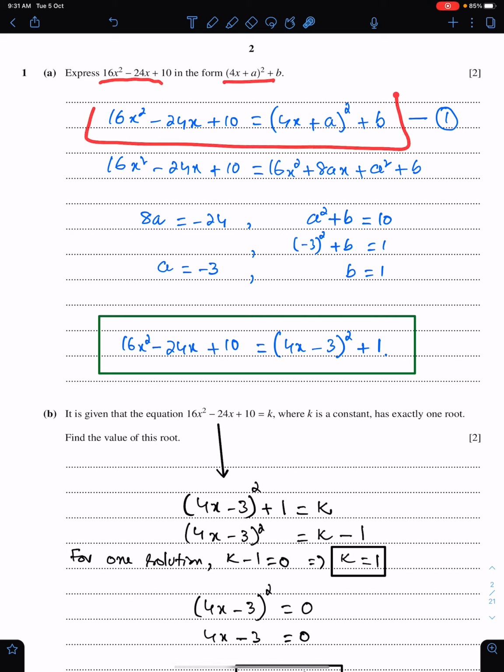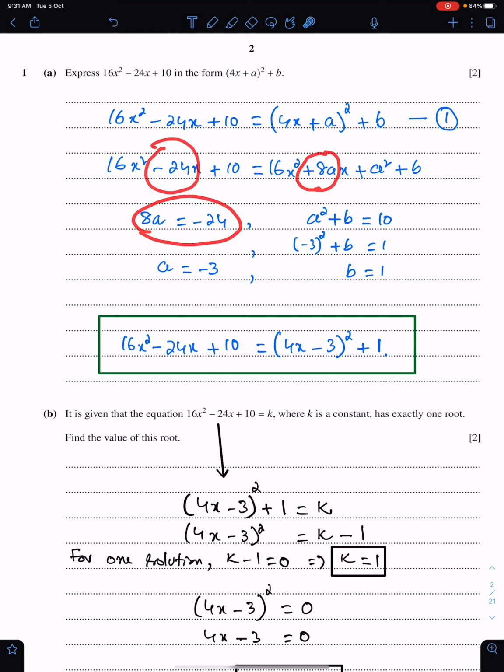By comparing the coefficient of x², we have 16 is equal to 16. By comparing the coefficient of x on both sides, we have 8a is equal to −24. Therefore, a is −3. By comparing the constant terms on both sides, we have a² + b is equal to 10. By substituting the value of a, which is −3, we have the value of b.